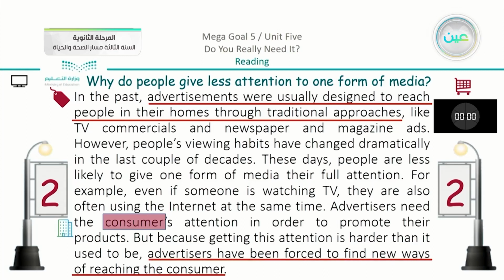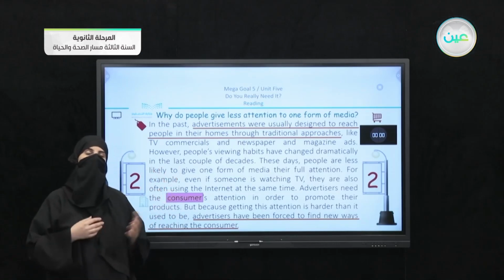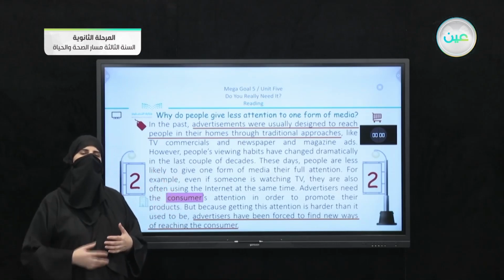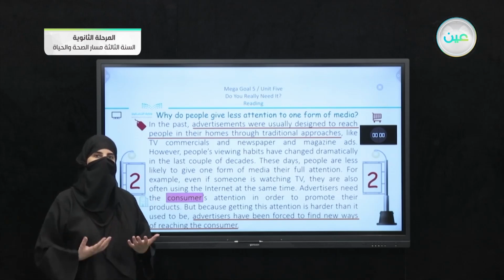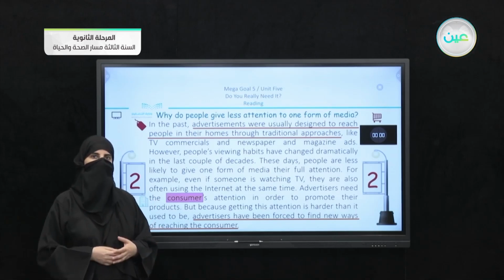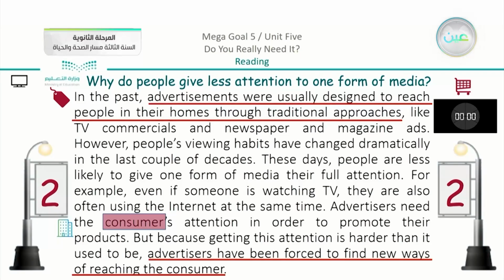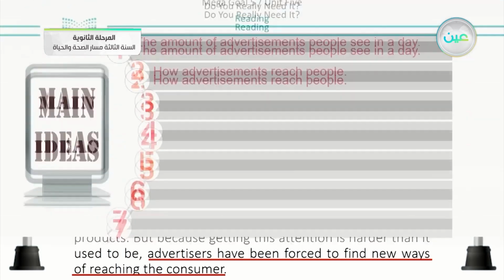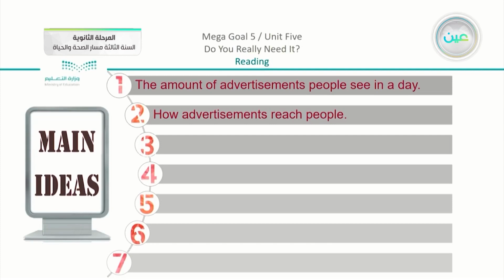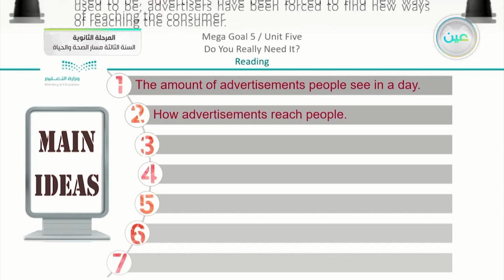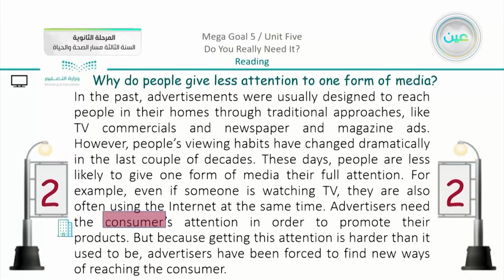Also, we can add that advertisers have been forced to find new ways of reaching the consumer. So just connecting between the past, we are going to think about the present and also the future, and how are advertisers thinking about new methods and ways to approach the consumer. So you can see here that we do have the word consumer, which is one of our vocabulary building words. The main idea that we have here, number 2, how advertisements reach people in general, either in the past, the present, or the future. Now going back to the question that we have here, why do people give less attention to one form of media?